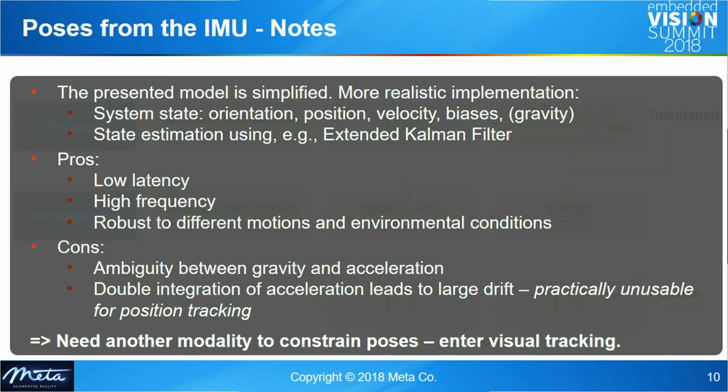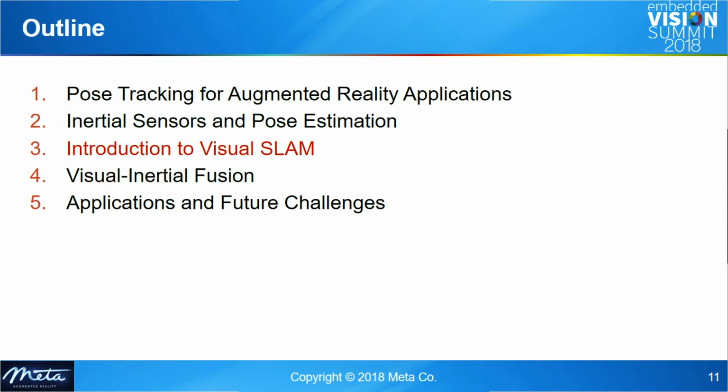So we need to constrain the poses. We get poses from the IMU, but they drift. We need to find a way to constrain those poses to stop the drift. We have different options. We talked about magnetic, acoustic, GPS, but for our device, we decided to use inside-out SLAM tracking as the visual component to constrain the IMU poses. So this brings me to the third part of the presentation, an introduction to Visual-SLAM.